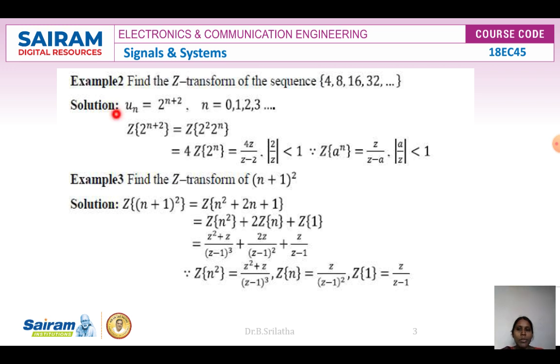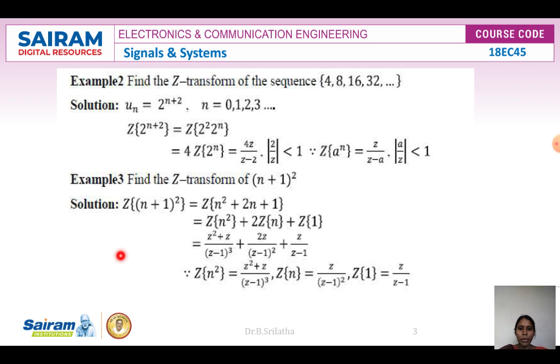So the Z transform of 2 power n plus 2 is 2 square into 2 power n. 2 square is nothing but 4, so we can take it out of the Z transform. So 4 into the Z transform of 2 power n. The Z transform of a power n is z by z minus a, so similarly, instead of a, here we have 2. So it is 4z divided by z minus 2, when mod of 2 by z is less than 1, which means mod of z is greater than 2.